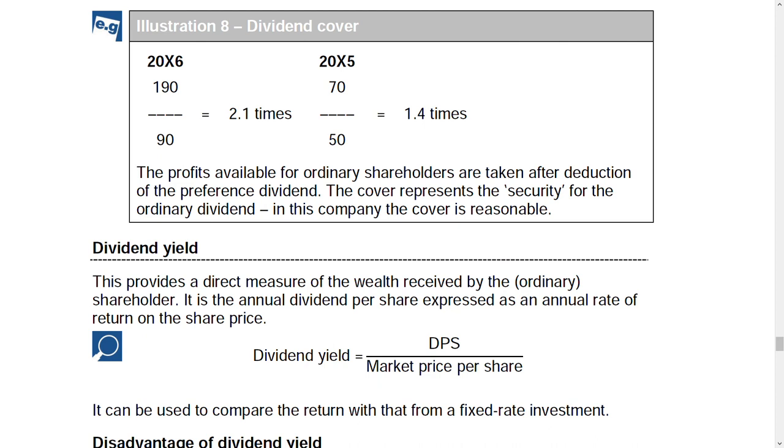One disadvantage is there. What is the disadvantage? The disadvantage of dividend yield is it fails to take account of any anticipated capital growth, so it does not represent the total return to the investor, because total return includes both revenue, the income growth, and capital growth. But this only takes care of income growth, not capital growth. That's why it does not represent total return to the investor.